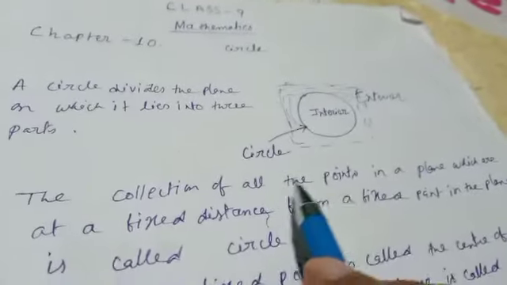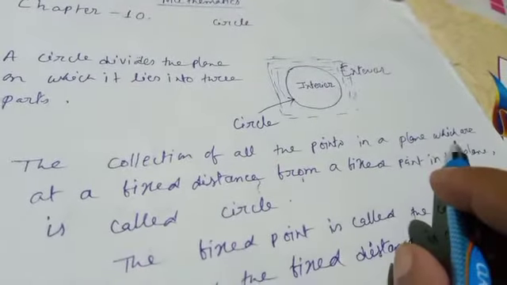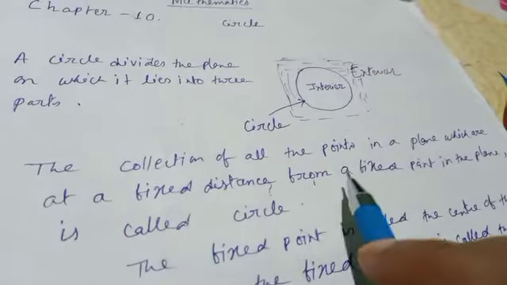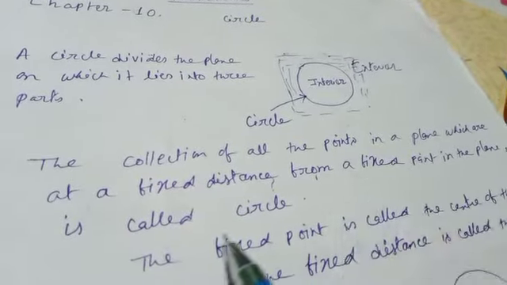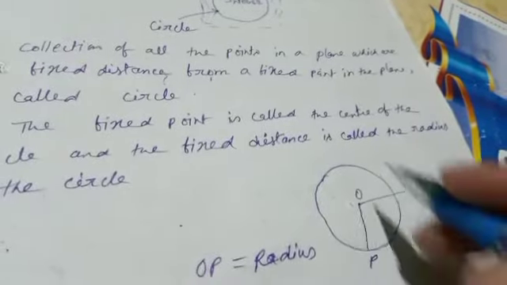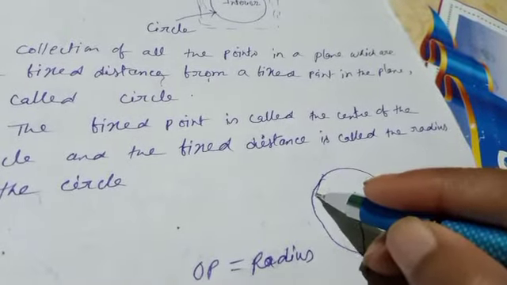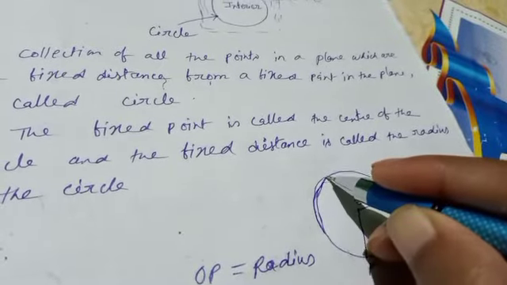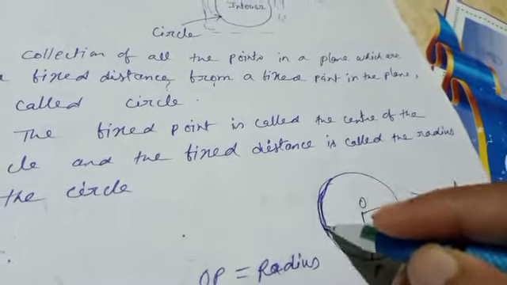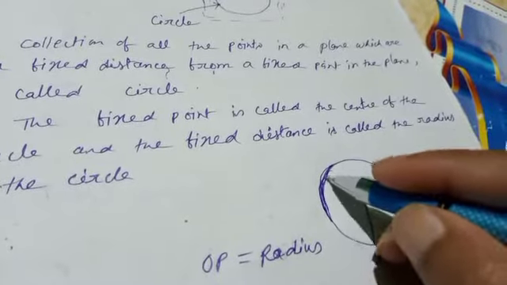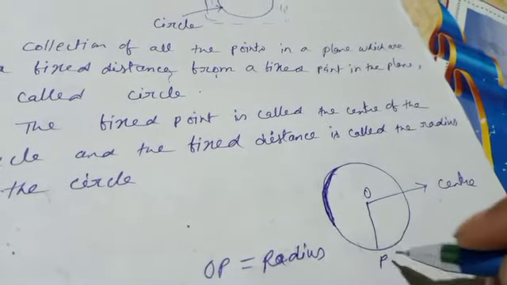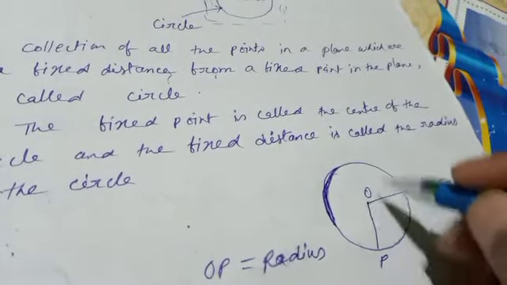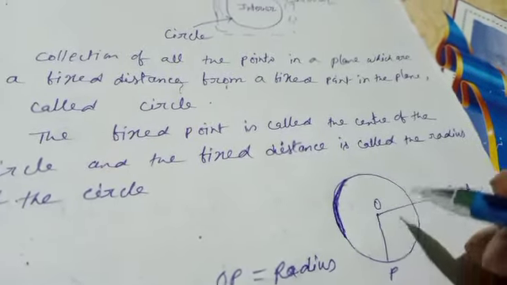Now, what is a circle? The collection of all the points in a plane which are at a fixed distance from a fixed point in the plane is called a circle. Say for example, you can see this one. I have not used a compass. There is a little bend you can see here, but this is a circle. I hope all of you understood.